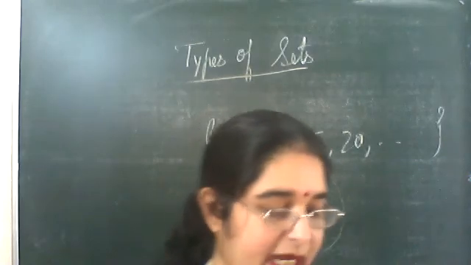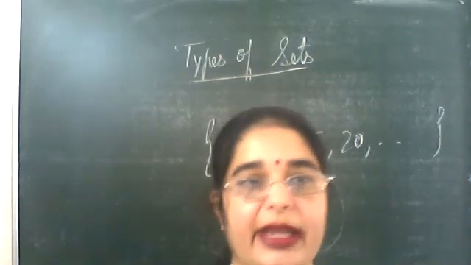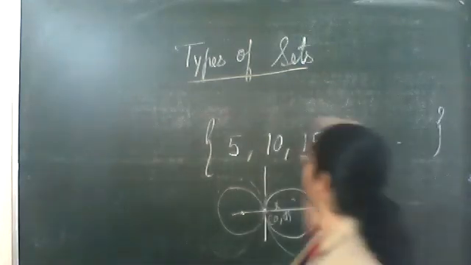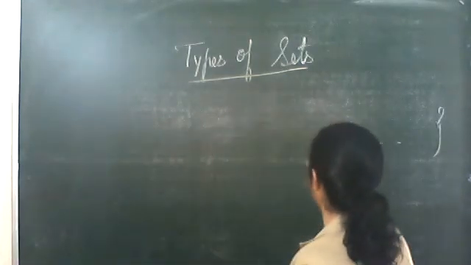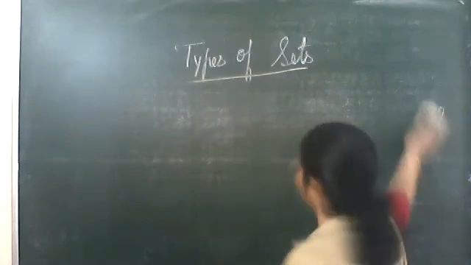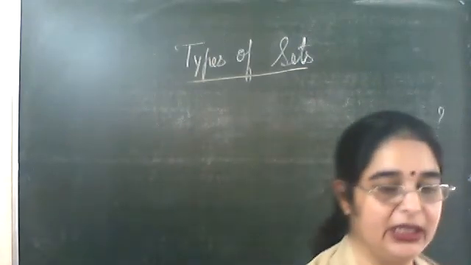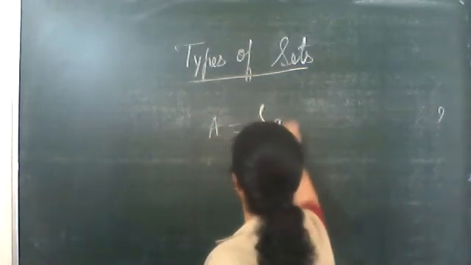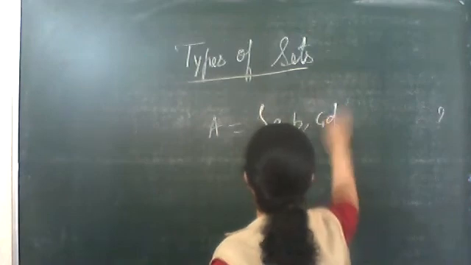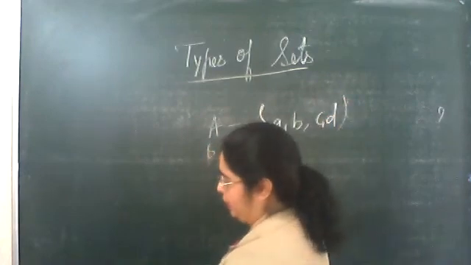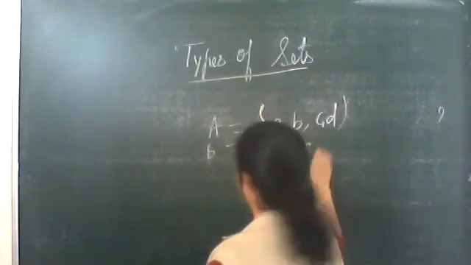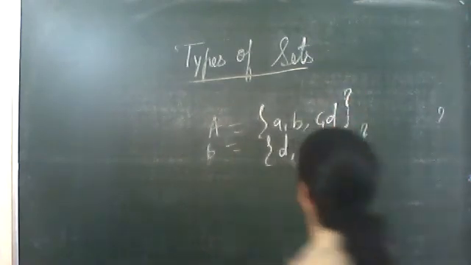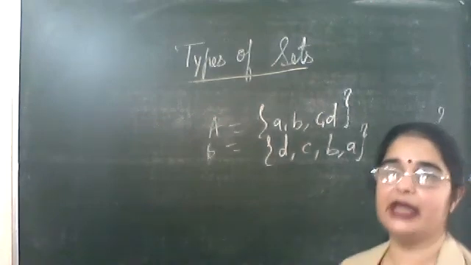In the following, state whether A is equal to B. Next question is, are the two sets equal? Now just see, we are having the set A is equal to ABCD. Then your set B is equal to DCBA. Yes, they are the same.